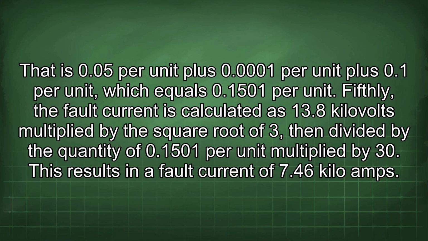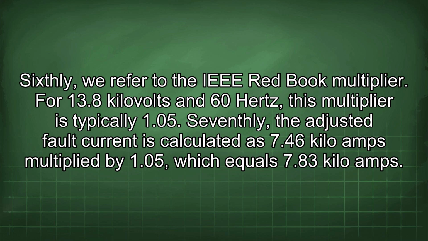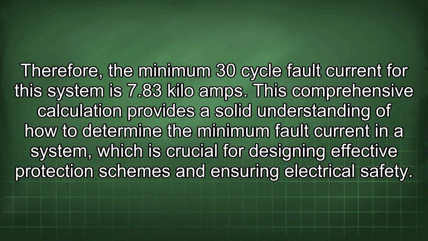Fifthly, the fault current is calculated as 13.8 kilovolts multiplied by the square root of 3, then divided by the quantity of 0.1501 per unit multiplied by 30. This results in a fault current of 7.46 kiloamps. Sixthly, we refer to the IEEE Red Book multiplier. For 13.8 kilovolts and 60 Hz, this multiplier is typically 1.5. Seventhly, the adjusted fault current is calculated as 7.46 kiloamps multiplied by 1.5, which equals 7.83 kiloamps. Therefore, the minimum 30-cycle fault current for the system is 7.83 kiloamps.